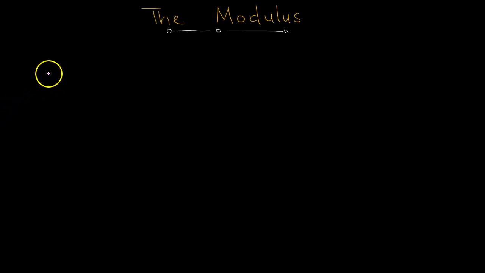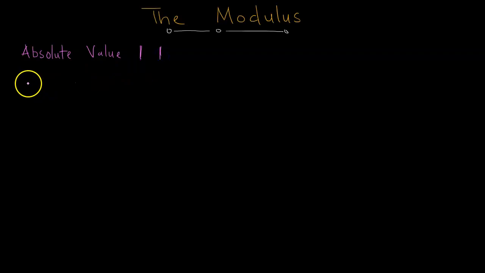Hello everyone. In this video we are going to be considering the modulus. The modulus is also called the absolute value of a function, and the basic definition is the length. The modulus is a measure of length. The absolute value of the modulus is represented by two straight lines because it's a measure of length.